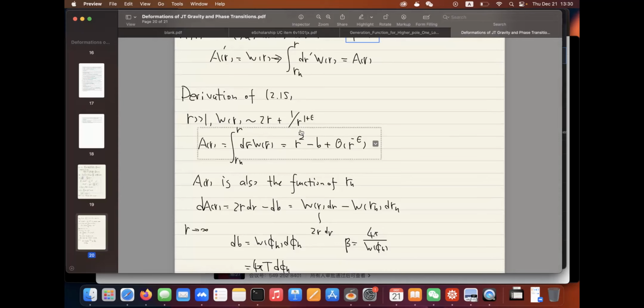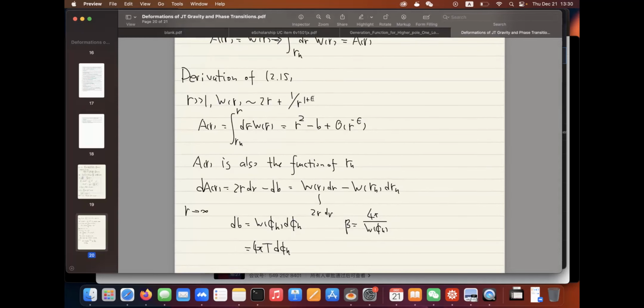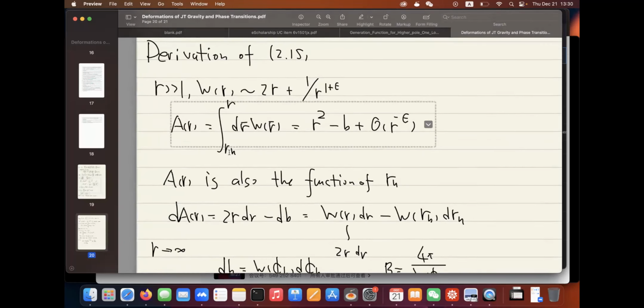This one is subleading, quite subleading. It's not a constant. It goes to 0. Epsilon, it's quite small. So then you can write AR. AR is an integral of W from RH to R. Then you can put the asymptotic behavior into it. It just holds for large r. So this one is right, but this one collects the behavior of small r and other things. So all the behavior of small r is captured in B.